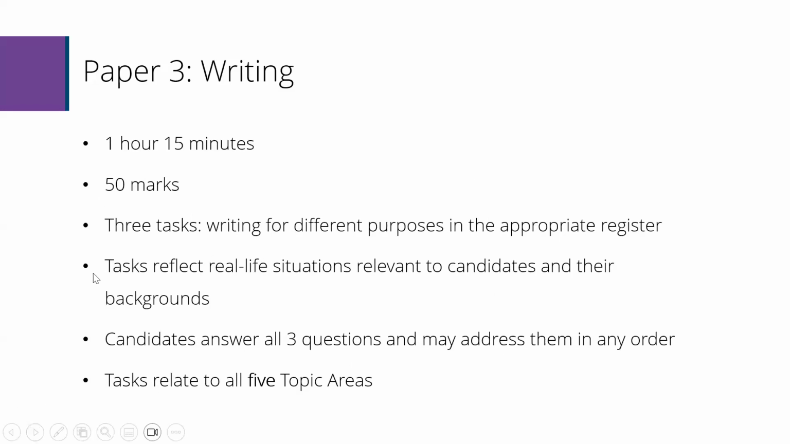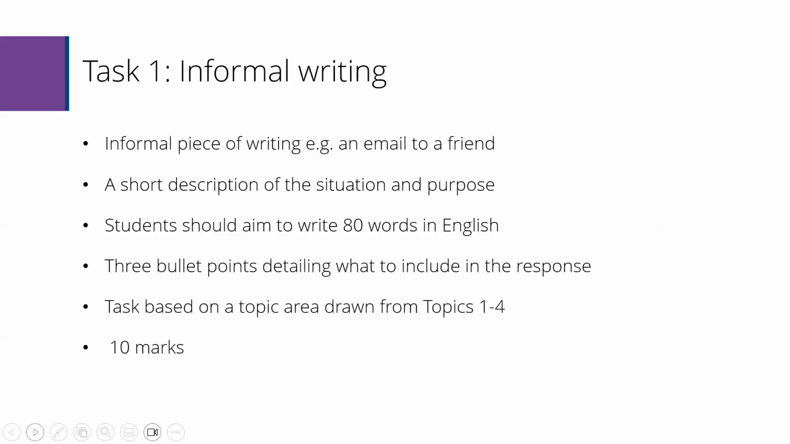So it won't be the same exam every year, but it will be the same structure, the same format. Now, the writing paper is 1 hour and 15 minutes long and 50 marks. There are 3 tasks, which are writing for different purposes in the appropriate register. The tasks reflect real-life situations relevant to candidates and their backgrounds, and the candidates answer all 3 questions. They can address them in any order. Most students just like to start at the beginning and work through, but they can do them in any order. And the tasks relate to all 5 topic areas. You remember that we said we weren't going to test topic area 5 for reading, but for writing we do. We'll see a little more about that in a moment.